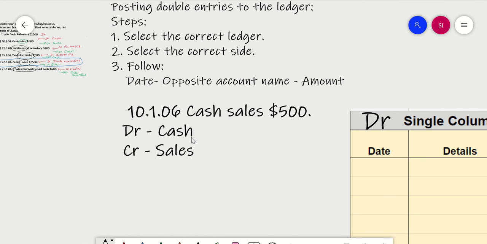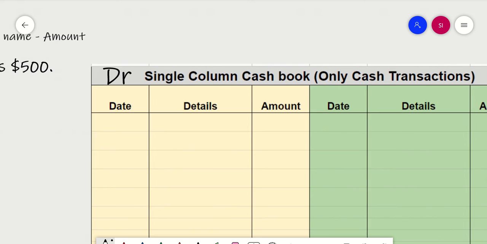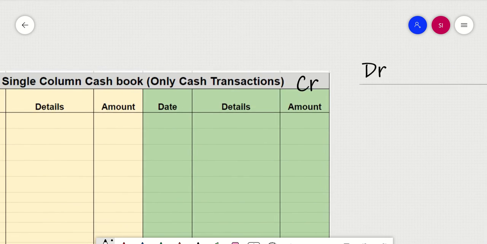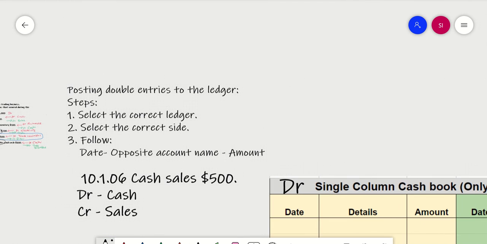Now first of all, you should have a clear understanding of the double entry. You debit your cash account and credit your sales account. Now in this case, cash account is your single column cash book. So you can see I have a single column cash book here, my debit side and credit side, and then I have a sales account. Now am I done with the first step? Did I select the correct ledgers? Yes.